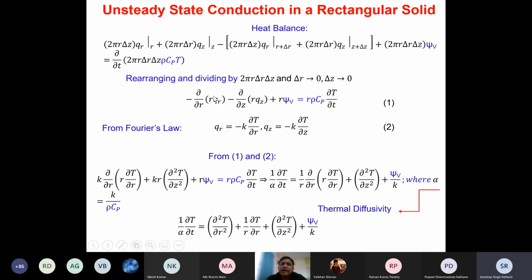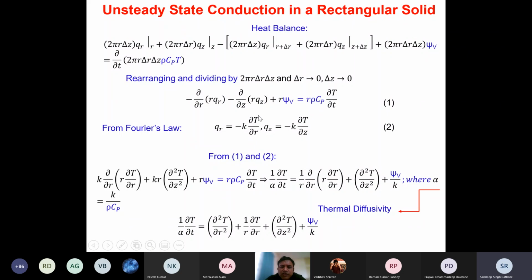So what we will get here is minus dou by dou r r qr minus dou by dou z r qz plus r psi V, and that equals r rho Cp dou T by dou t, isn't it? Now, in this equation, this qr we can again replace by Fourier's law of heat conduction. So Fourier's law gives me qr equals minus K dou T by dou r, and qz is given as minus K dou T by dou z, isn't it? And we are assuming K as a constant, and similarly rho Cp also as a constant not varying with temperature.